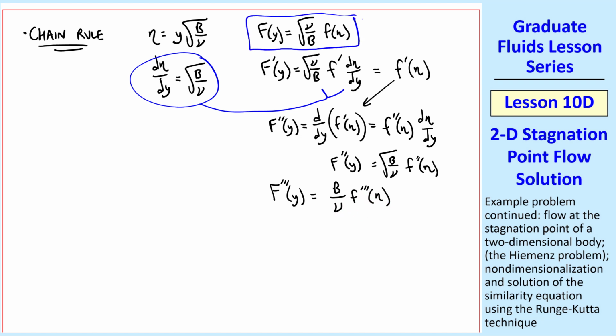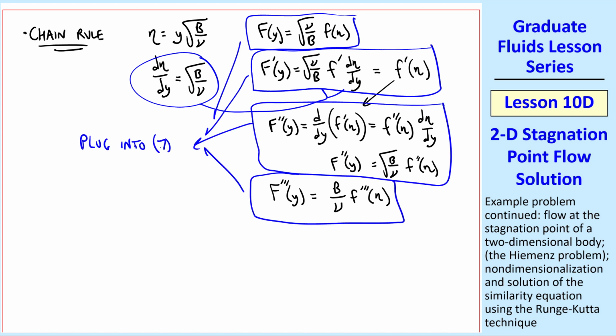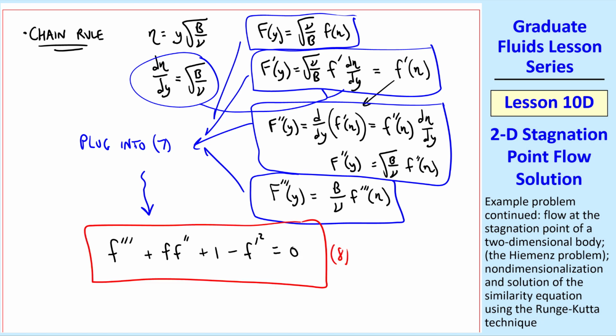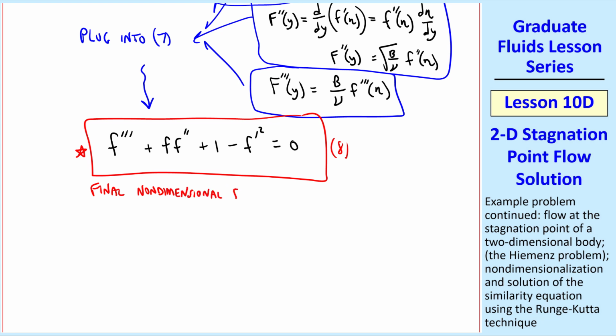We'll plug all of these values for F and its derivatives into equation 7. The students can do this on their own. After a little bit of algebra, all the b's and nu's cancel out, and we end up with f triple prime plus f f double prime plus 1 minus f prime squared equals 0. I'll call this equation 8. This is the final non-dimensional similarity equation for 2D stagnation point flow.